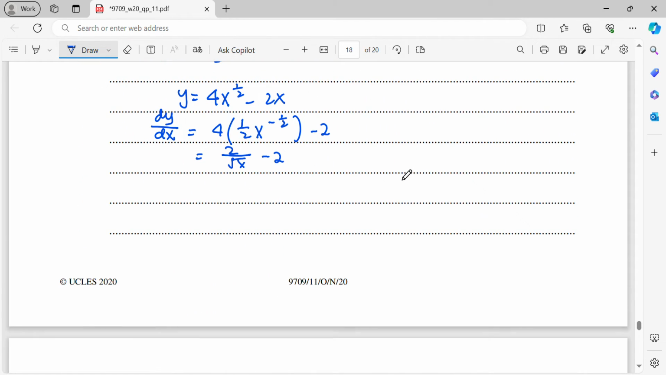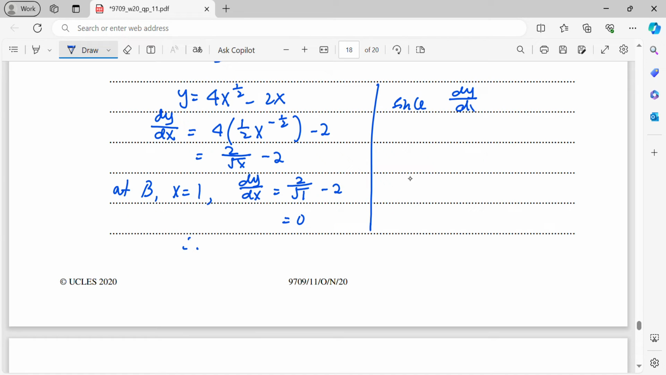So I will write here, at B, x equals 1. Therefore, dy over dx is 2 over square root 1 minus 2. This is 0. So we write here, since dy/dx equals 0 at the point B, then point B is a stationary point.